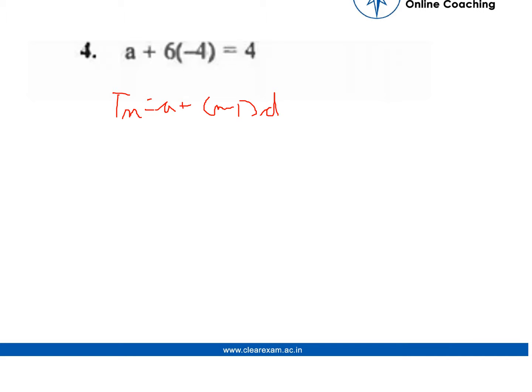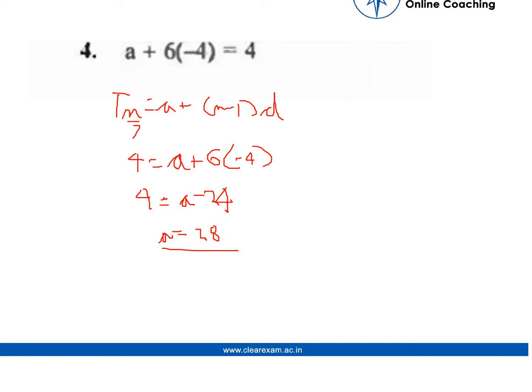Here the value of n is equal to 7 and the seventh term is given to us as 4, which is equal to A plus (n minus 1), that is 7 minus 1, 6, and D is given as minus 4. So we have 4 is equal to A minus 24. We take minus 24 to the LHS and we get A is equal to 28. Therefore, the first term is 28.